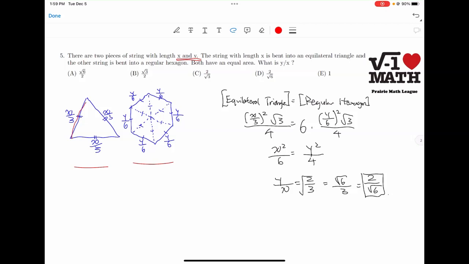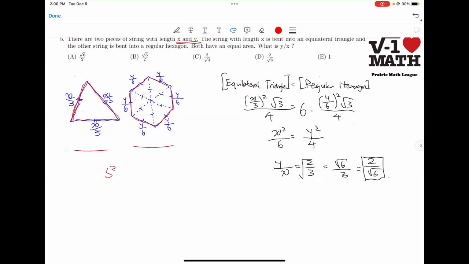Now, notice that the side length of the equilateral triangle is x over 3, because it's x split into 3 parts. And similarly, the hexagon is split into sides of y over 6. Now, to calculate the areas, we simply note the equilateral triangle area formula. An equilateral triangle of side length s has an area equal to s squared square root of 3 over 4.